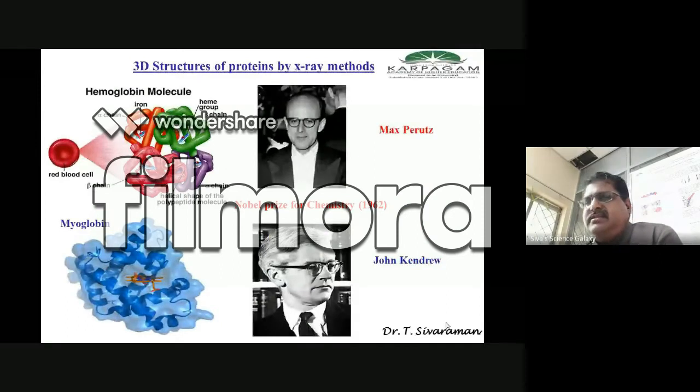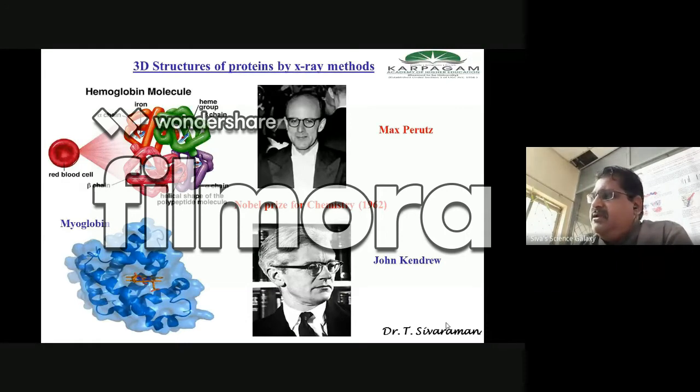The other technique, I hope everyone can see in this slide. Here I'm showing the X-ray structures, the three-dimensional structures of myoglobin and hemoglobin. The myoglobin structure was determined by John Kendrew and his team, and the hemoglobin structure was determined by Max Perutz and his team. Max Perutz and John Kendrew received the Nobel Prize in Chemistry in 1962. So what I'd like to say is that these are the only two techniques to date to determine the structures of macromolecules at atomic-level, high resolution.